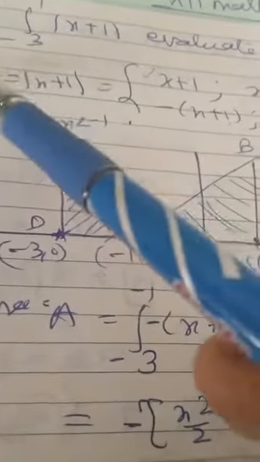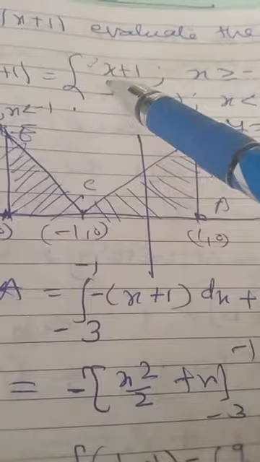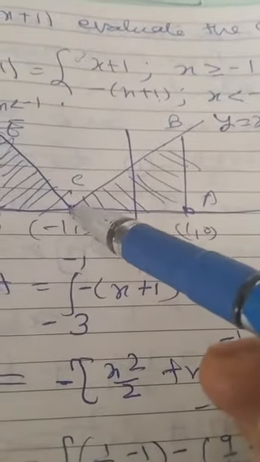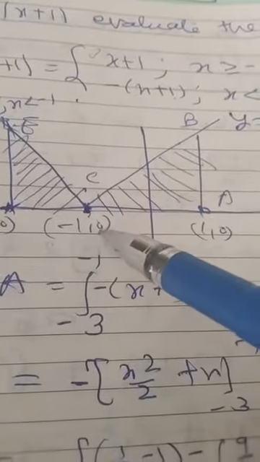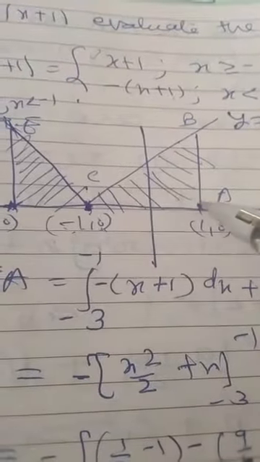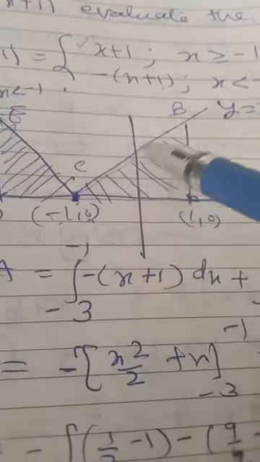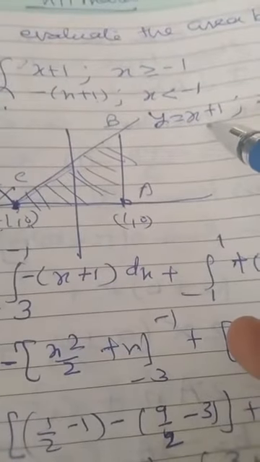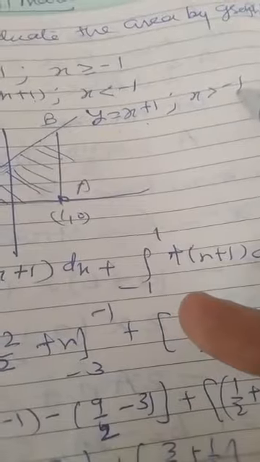Now we plot the graph y equals x plus 1 for x greater than minus 1. If we put x as 0, we get y as 1. The intersection point is minus 1 comma 0, at y equals 0. That portion, greater than minus 1, is the line y equals x plus 1. We can draw it by class 9, 10th or 11th. So that is the line y equals x plus 1 when x is greater than minus 1.